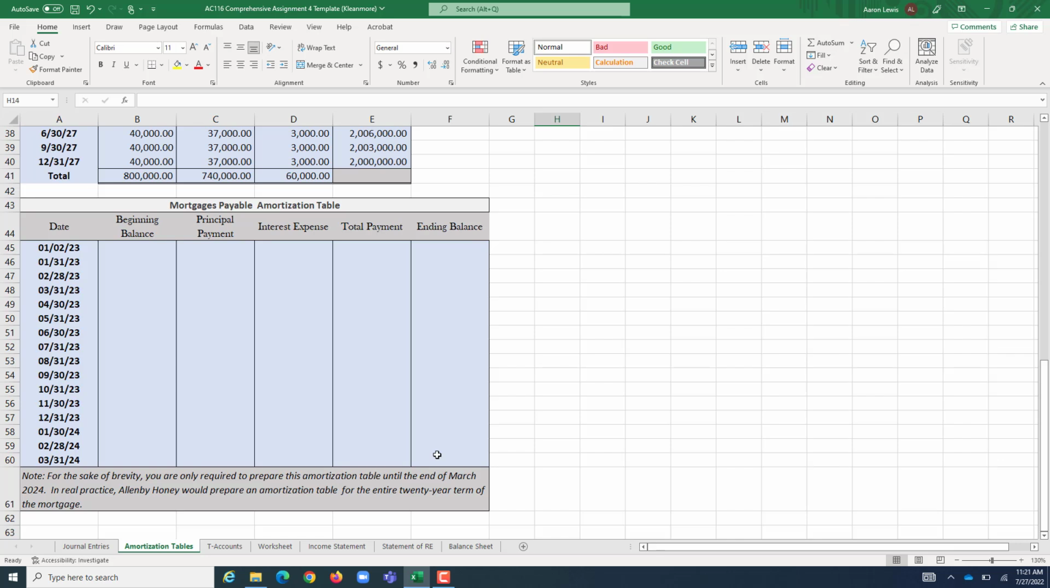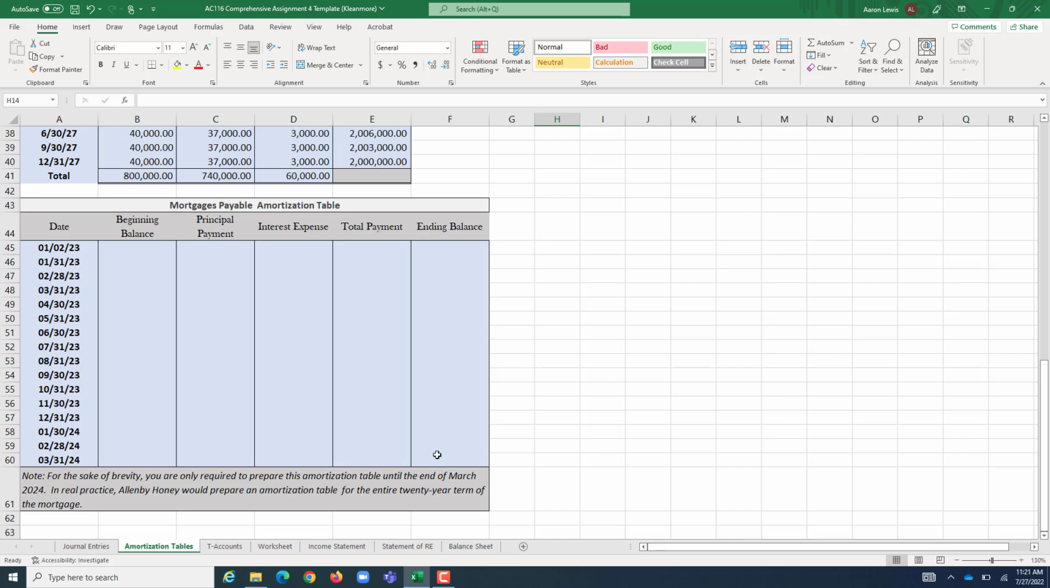This is a 20-year mortgage. We're paying monthly, so we're paying 12 times a year for 20 years. Which means in full, if you're going to actually practically make this amortization table, which you would have to if you were an accountant, you'd have to have it 240 lines tall, 20 years times 12 payments a year. That seems a little excessive for an assignment in a 100 level accounting class.